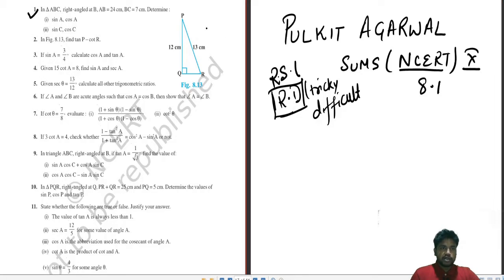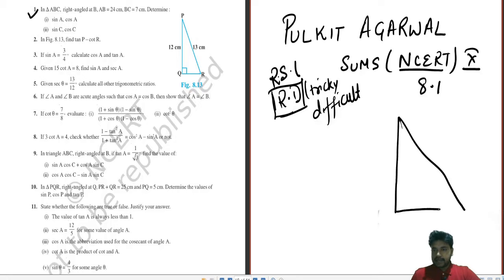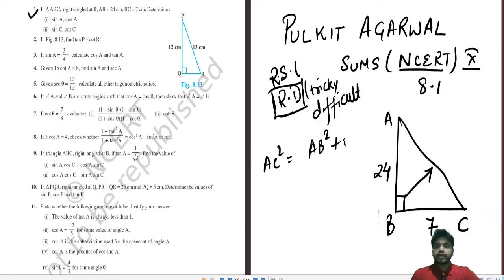As you can see here, in triangle ABC, right angled at B. So according to the words, right angled at B, but obviously we'll go in chronological order. ABC, AB equals 24 and BC equals 7. So according to the Pythagoras theorem, if this is 90 degrees, this will be the hypotenuse. AC square equals AB square plus BC square.